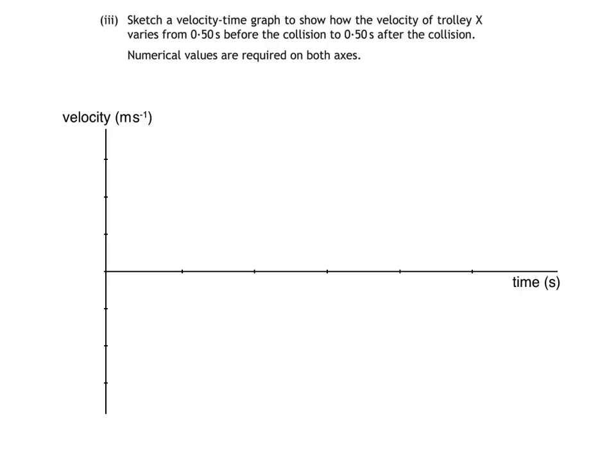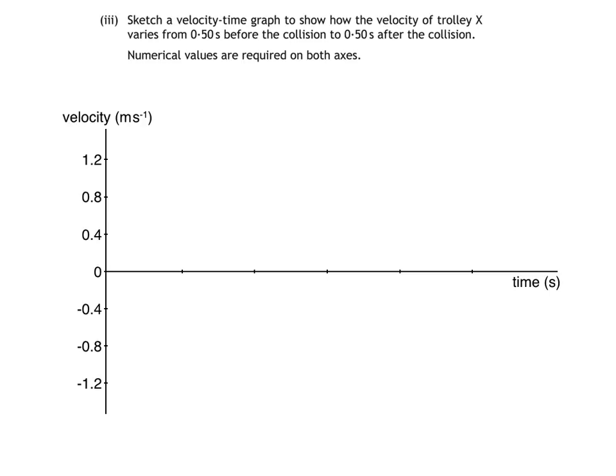Remember at the beginning of the question, we were told that trolley X moves at 1.2 meters per second to the right, then rebounds with a velocity of 0.8 meters per second to the left. This means that our y-axis has to go up at least to 1.2 meters per second and down to at least negative 0.8 meters per second. Remember that we took right as the positive direction, which is why the final velocity is negative.